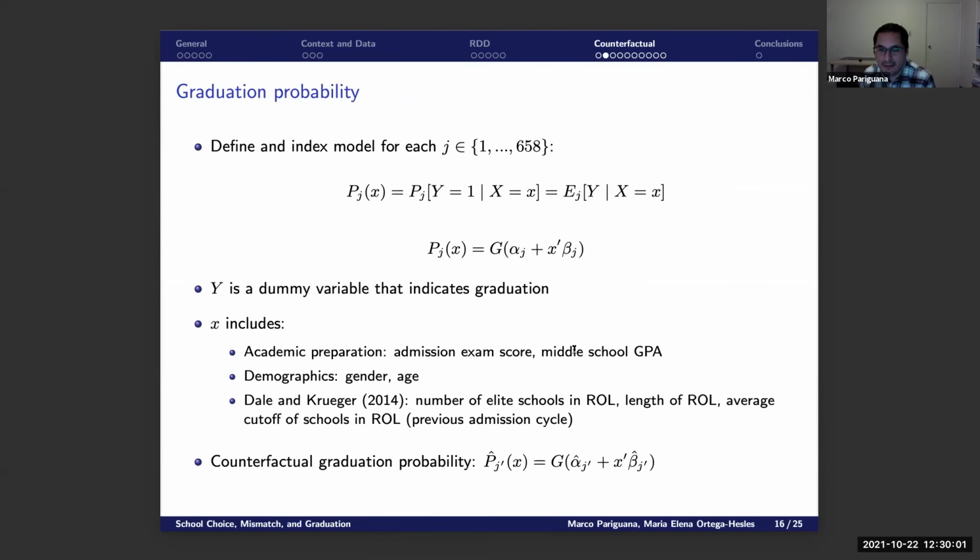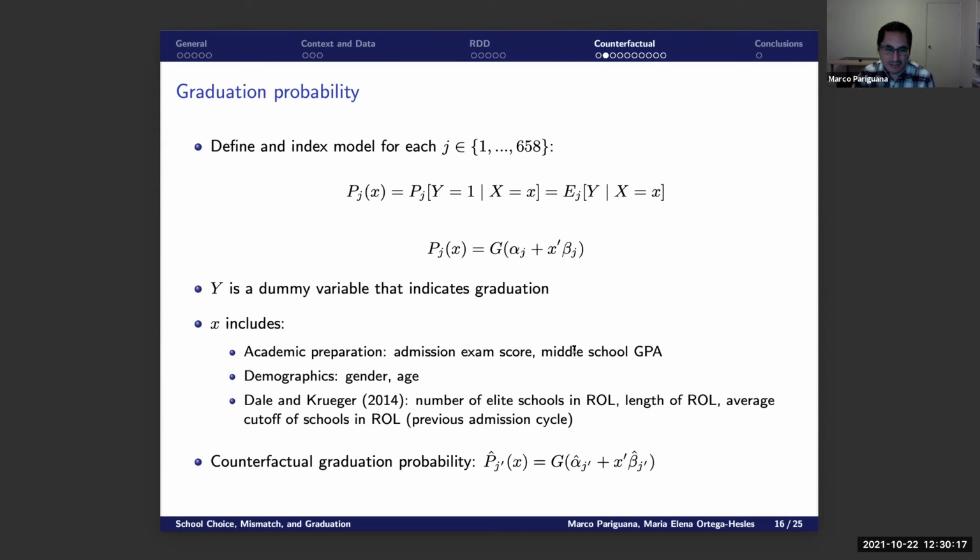So to have a mapping between the new student characteristics at different schools and the graduation probabilities, we're going to estimate these linear index models for each school. So this is basically going to give us a mapping between a vector of characteristics and a probability of graduation.